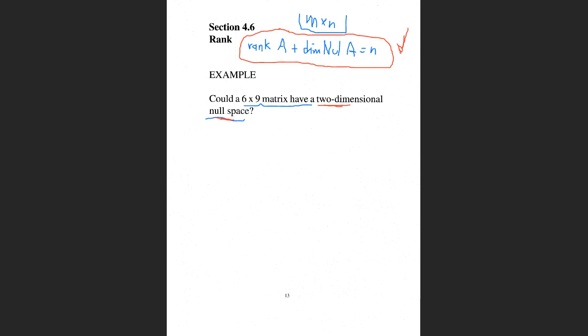So the dimension of the null space is going to be 2. And n is 9. So what does the rank of A have to be? It's got to be 7. Good, everybody. So what we're equivalently asking here is, could the rank of A, could the dimension of the column space of A, possibly equal 7?